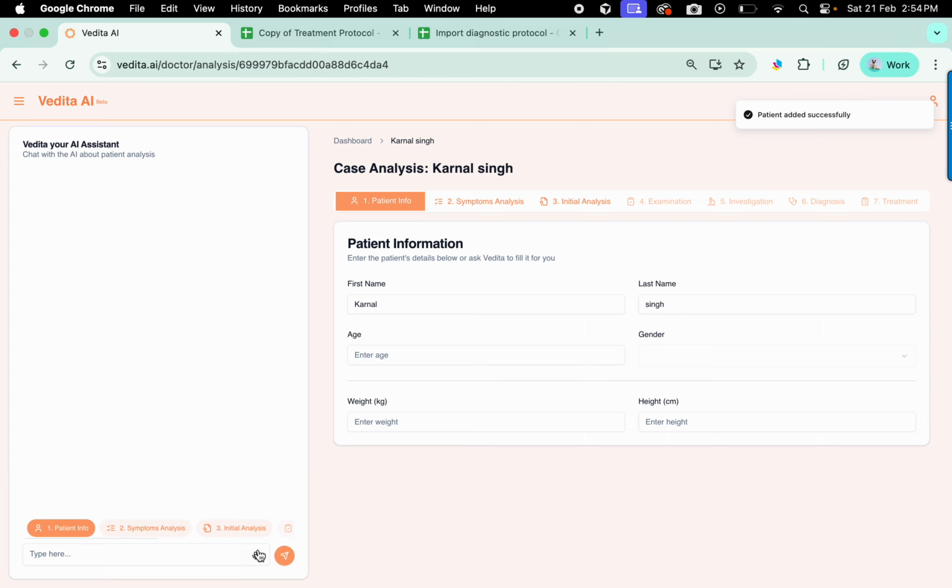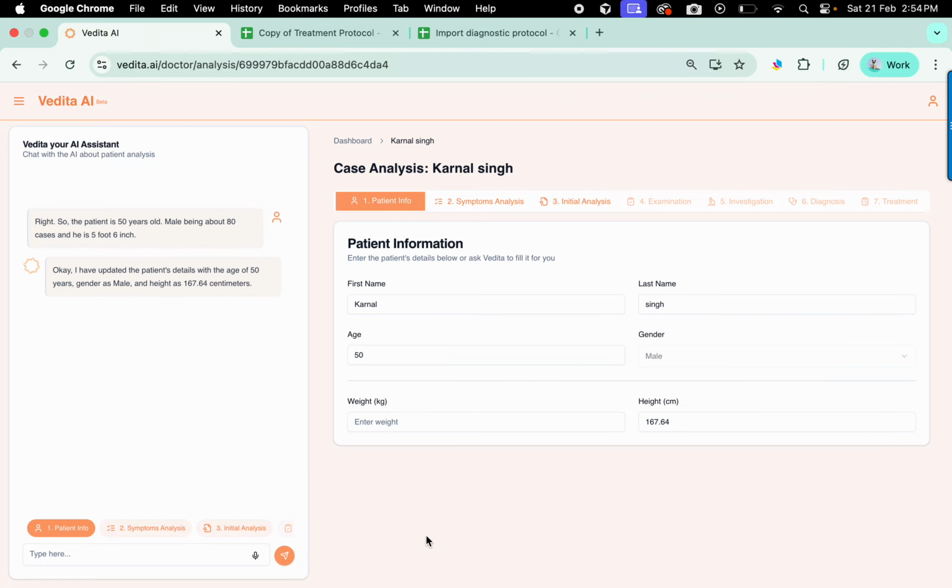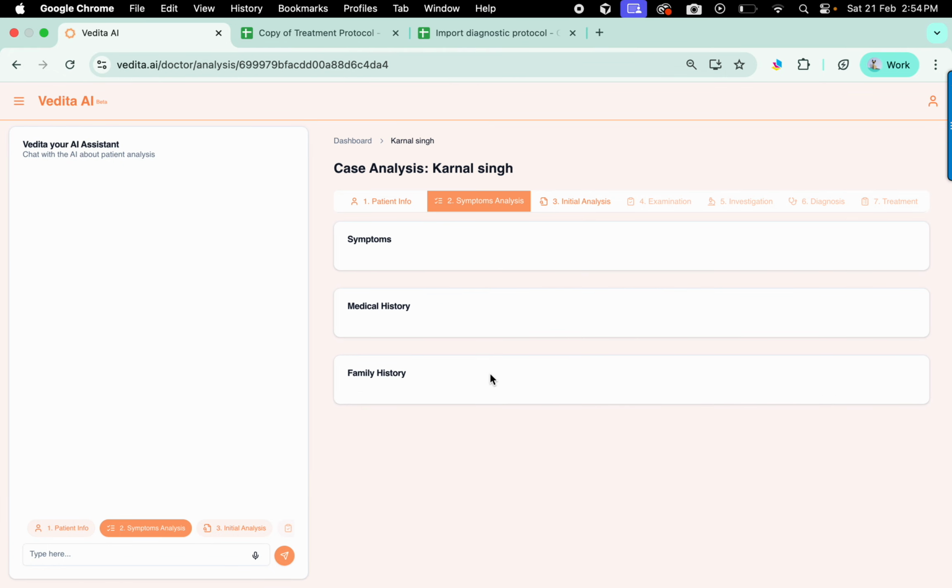So here I can just dictate and the AI will take what I'm saying and put it in the information, right? So the patient is 50 years old, male, weighing about 80 kgs and height is 5 foot 6 inches. So whatever I said, it has taken that information and put it in the case sheet like this in our solution, right? And then what I do is I'm going to talk about the symptoms of this particular patient.